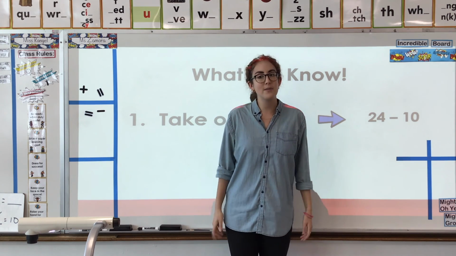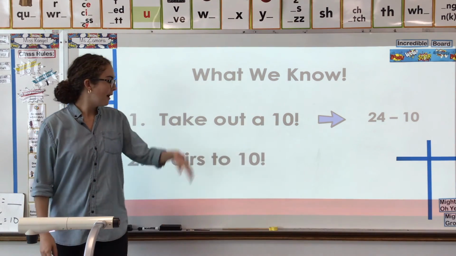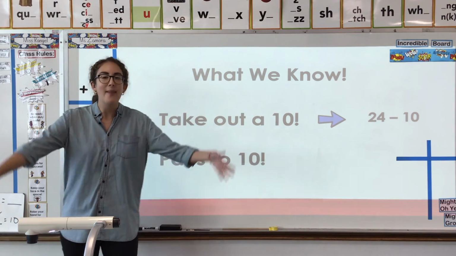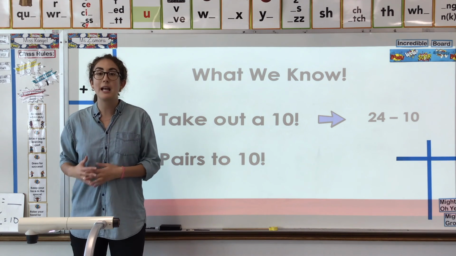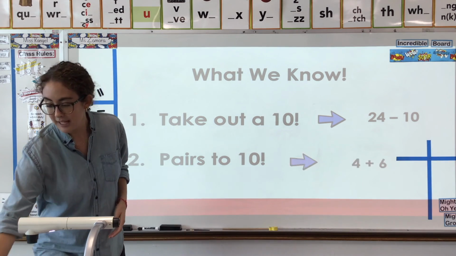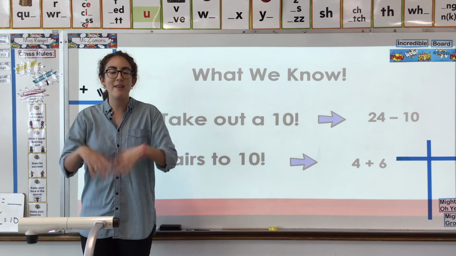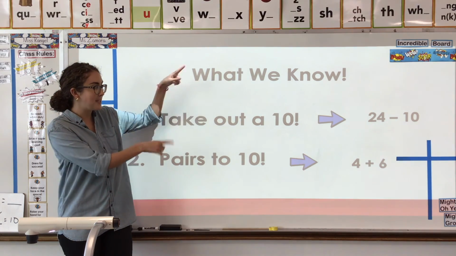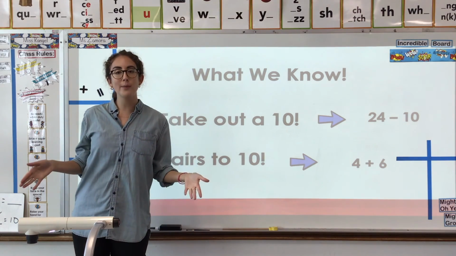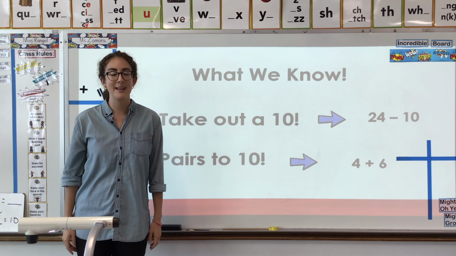This is one group of tens that we already are working with, as well as our pairs to 10. That's a huge, huge group of basic math facts that we've been working really, really hard on. Like, for example, 4 plus 6. Those are pairs to 10, and they make 10. If we're able to find these simpler equations within a problem, we can make it simpler for ourselves overall.